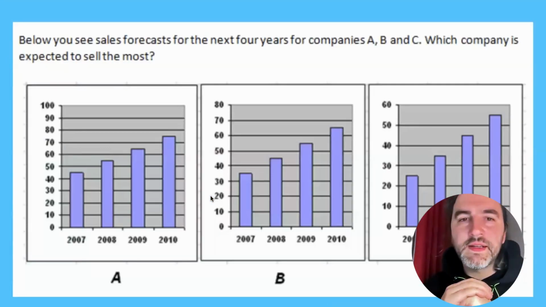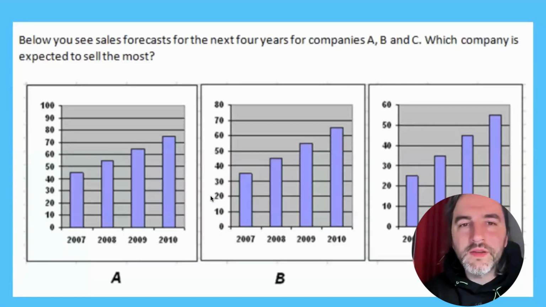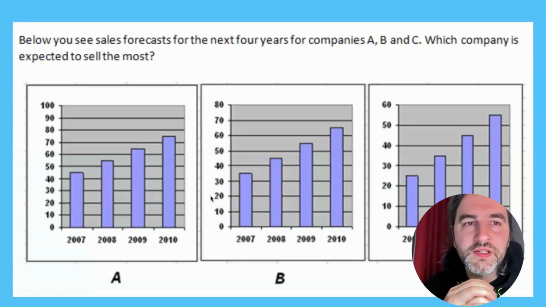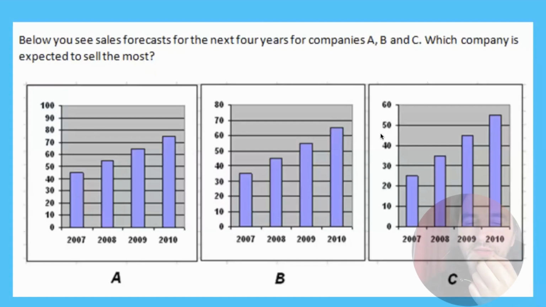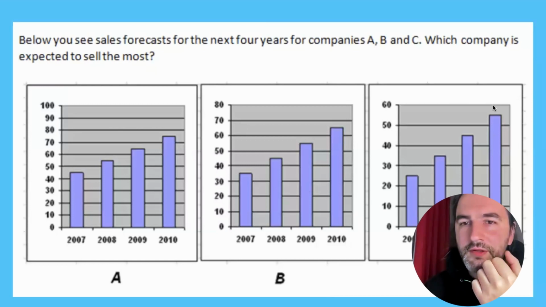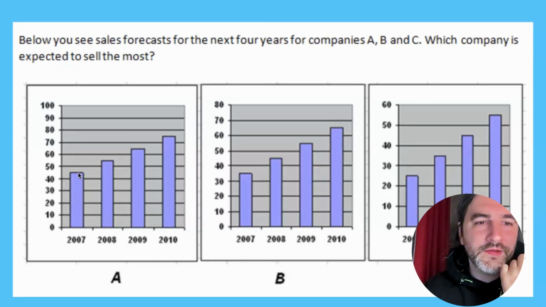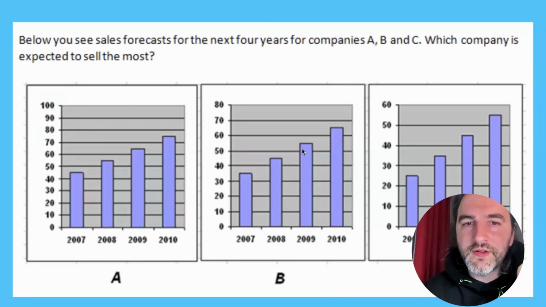Speaking of attention to detail, in the 3 sales forecasts for the next 4 years of companies A, B, and C, which company is expected to sell the most? What do you think? Yeah, I'll give you a second. They're on different scales, right? The right ones are taller, but the first one will sell like 45 units, 55, 65, and 75, while others will do like 35, 45, 55, 65 at most, and 25, 35, 45, and 55 at most.